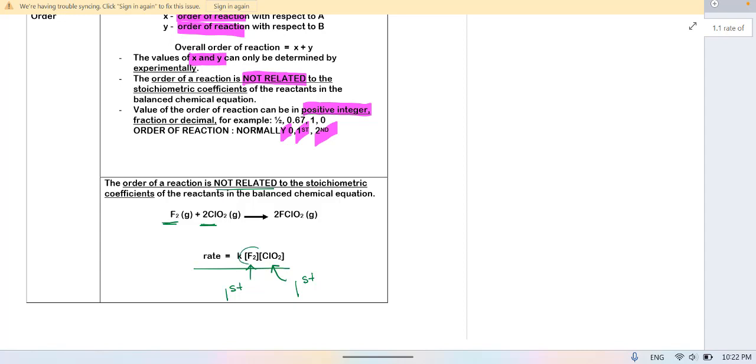Just untuk fluorine ni, accidentally dia tersama. Accidentally tersama boleh. Tapi bukannya kita ambil daripada stoichiometric coefficient. Sebenarnya kita kena kira daripada experimental data. So next we will look at how to determine order of reaction based on experimental data.